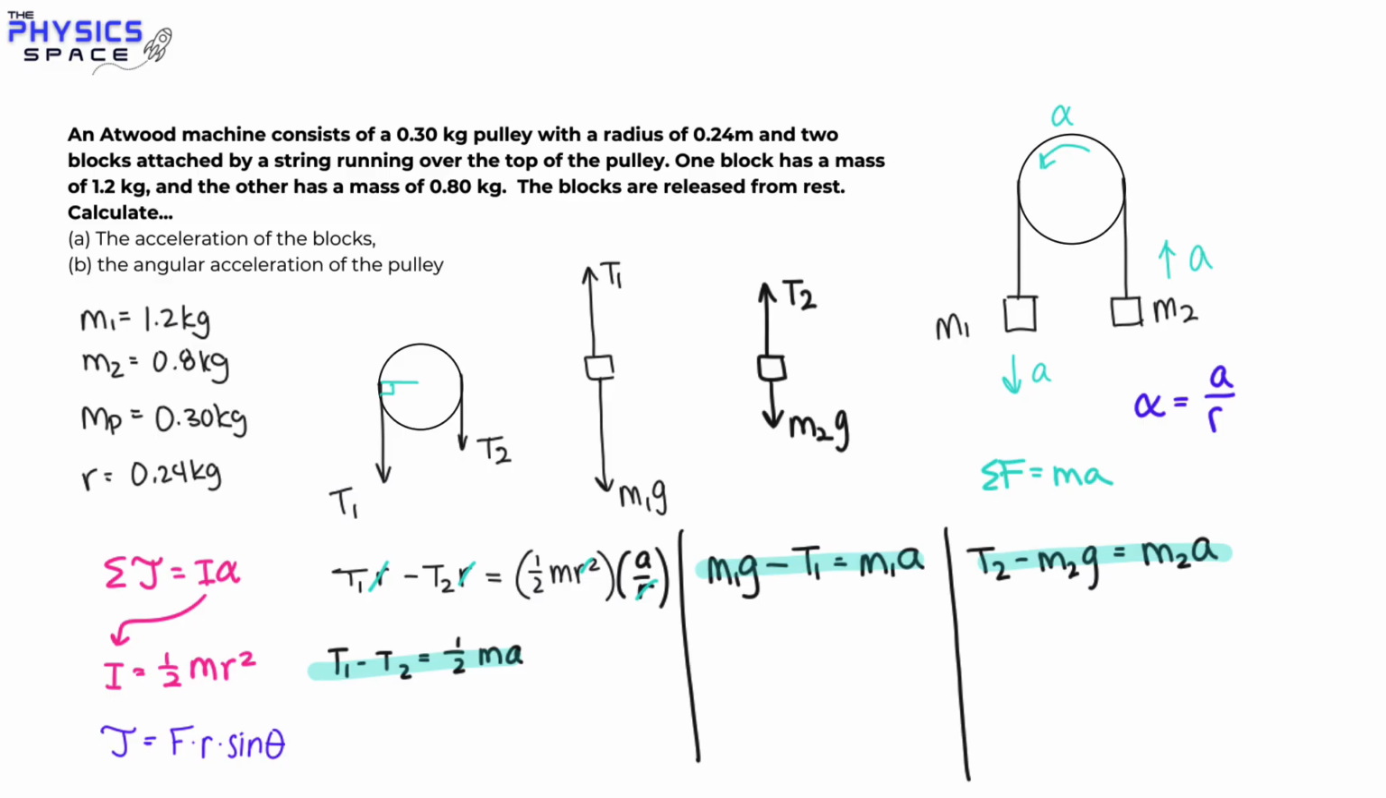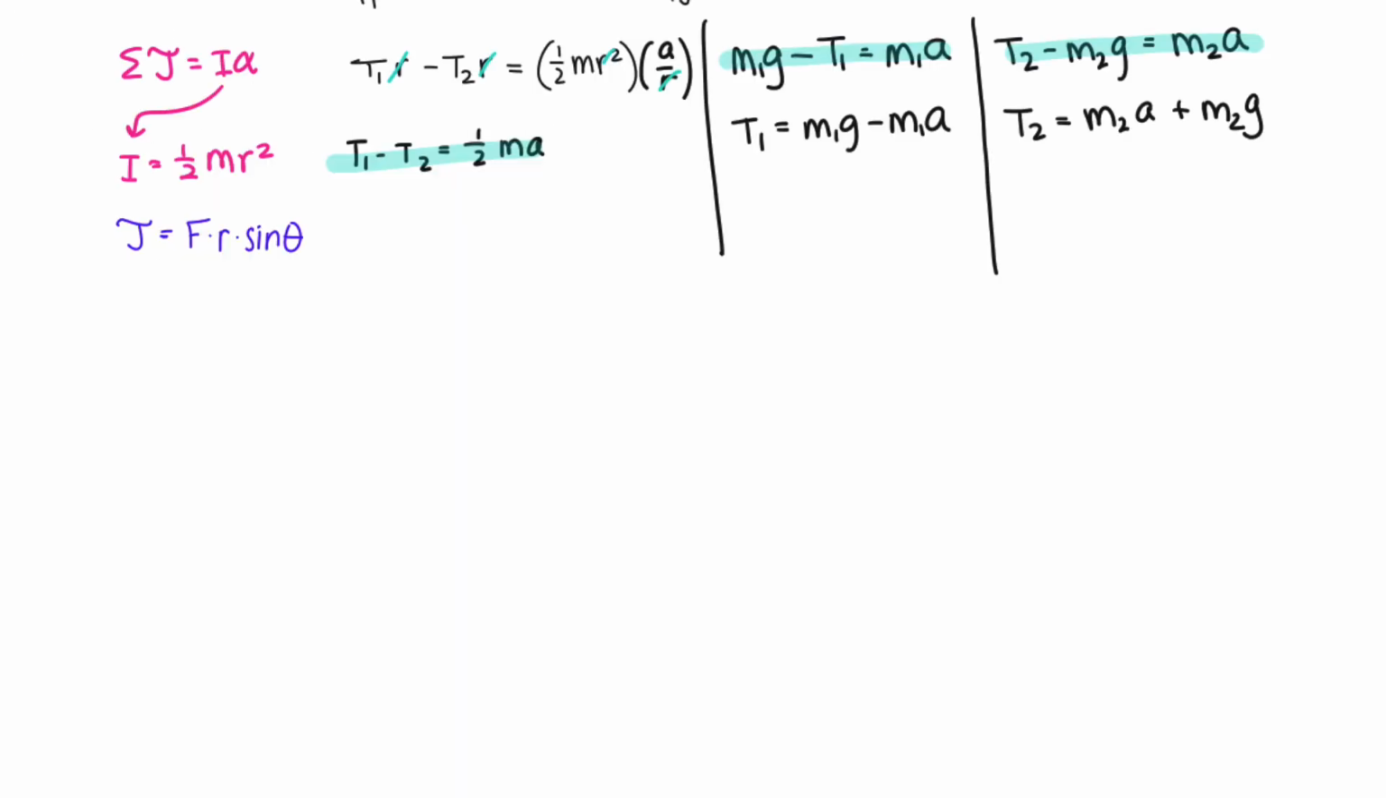So to start, our force tension 1 is equal to M1G minus M1A. Our force tension 2 is M2A plus M2G. Okay, so let's take our equation for the pulley. We're going to do a little substitution here. For M1G minus M1A, there's our expression for tension 1. And we're going to subtract M2A plus M2G and set that equal to 1/2 M times A.